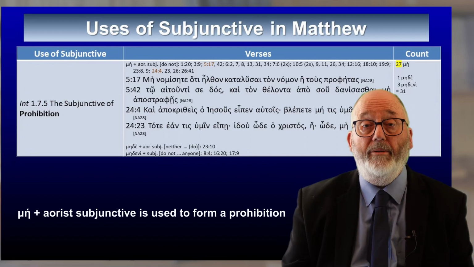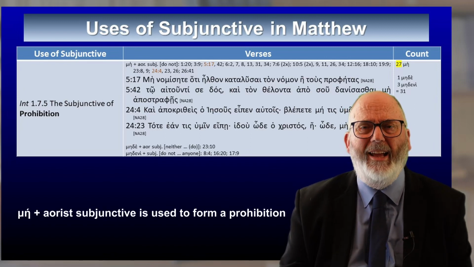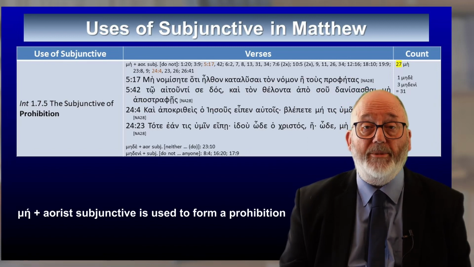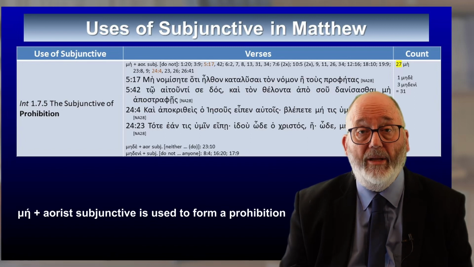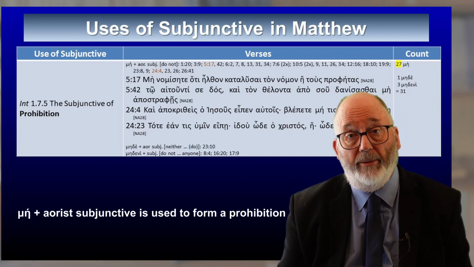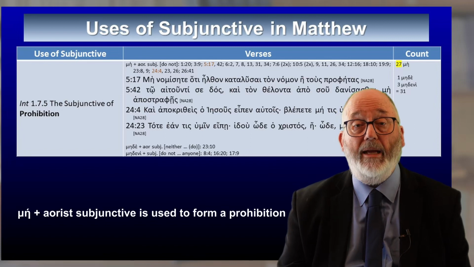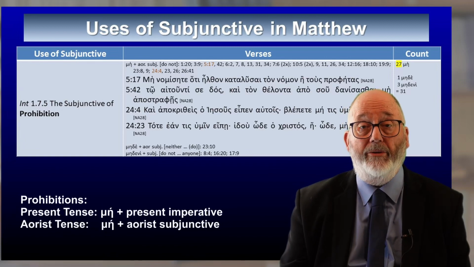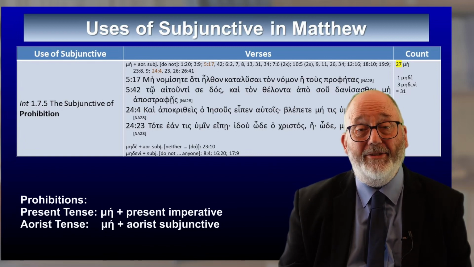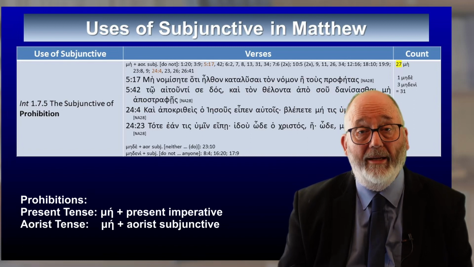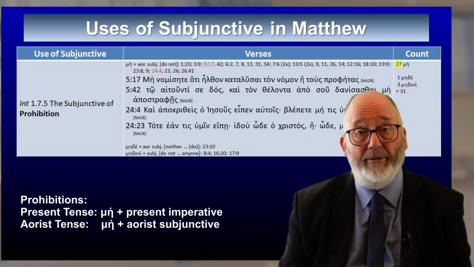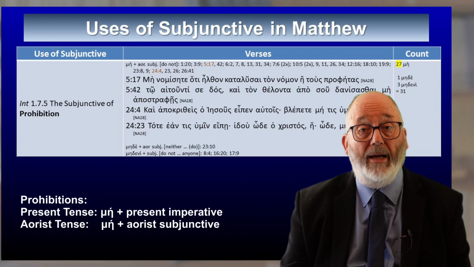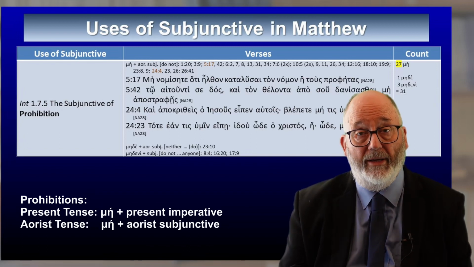The subjunctive of prohibition is found 31 times, and I have to say that I was rather surprised that it occurs that often. The subjunctive of prohibition works like this. When you are telling people not to do something, that is a command, and in English we would use an imperative. And if the present tense is being used, the imperative indeed is used in Greek. So it would be me plus some form of the present imperative. However, if the aorist tense is used, then it is me plus the aorist subjunctive.